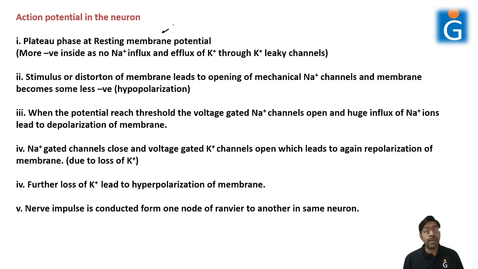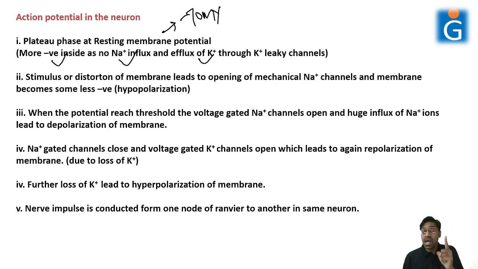Normally, the resting membrane potential of the neuron is minus 70 millivolts. At a resting phase, when there is no new nerve transmission, no nerve signals or nerve impulses, the resting membrane potential of the neuron is minus 70 millivolts. That is, it is more negative inside the cytosol, and no influx of sodium is going to take place. All the sodium channels, whether mechanically operated or voltage gated sodium channels, are closed. And there is an efflux of potassium, as potassium channels are still open.